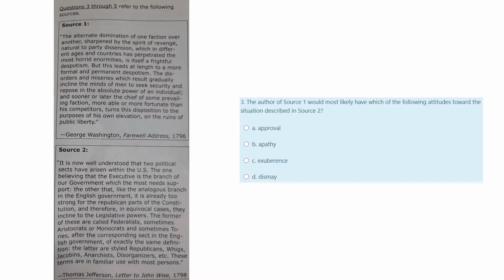Number 3. The author of source 1 would have which of the following attitudes towards the situation in source 2? Now, this is one of those difficult questions where you get two sources and you have to compare. So the first thing we have to know is, what does the author of source 1 believe? Secondly, we have to know what is described in source 2, and then we have to compare these two things. So let's look at source 1 first.